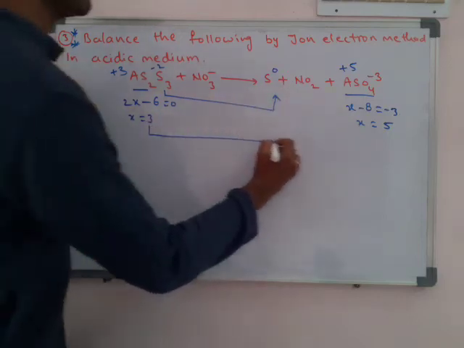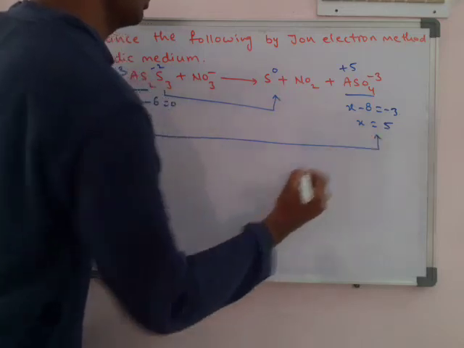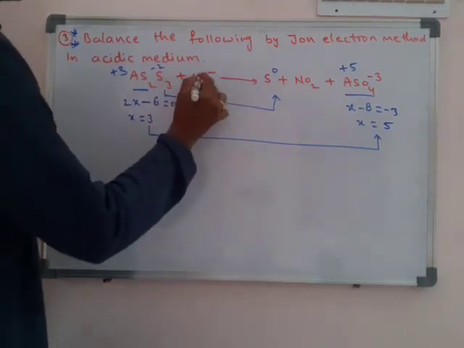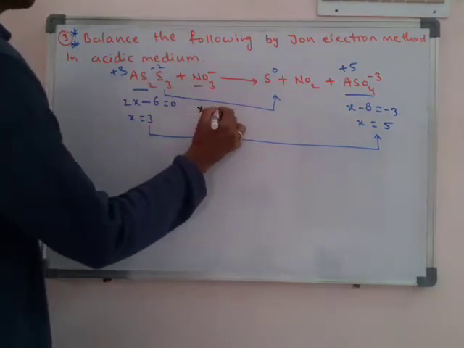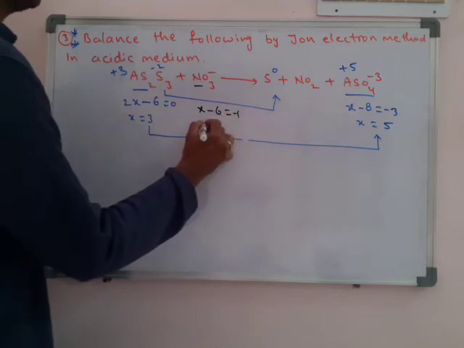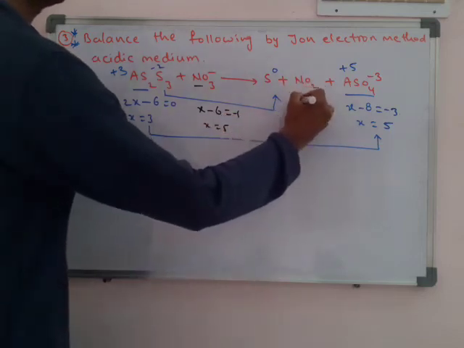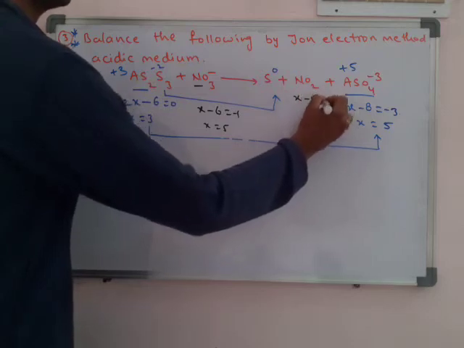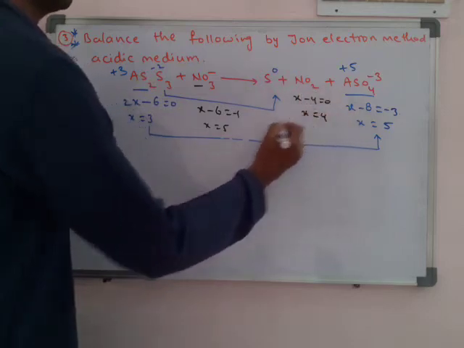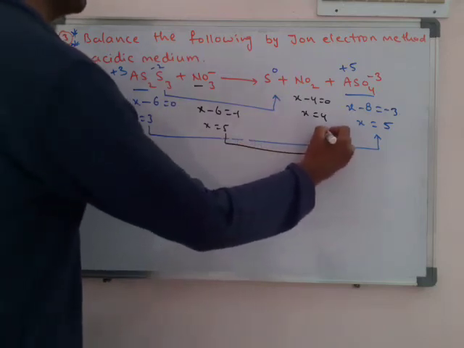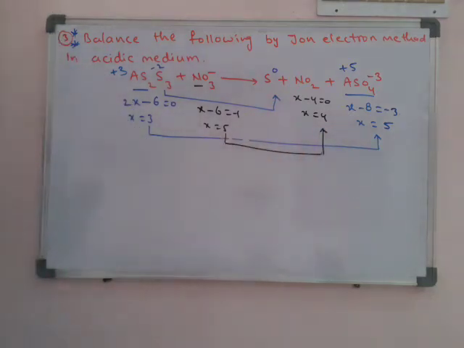So arsenic is also oxidation. What about nitrogen? See about the nitrogen. What is the oxidation number of nitrogen? x minus 6 equals minus 1, x equals 5. Here x is simply 4, x minus 4 equals 0, x equals 4. Here 5 to 4, it is reduction. So reduction is no problem. Oxidation is 2 only, so we balance the 2 separately.